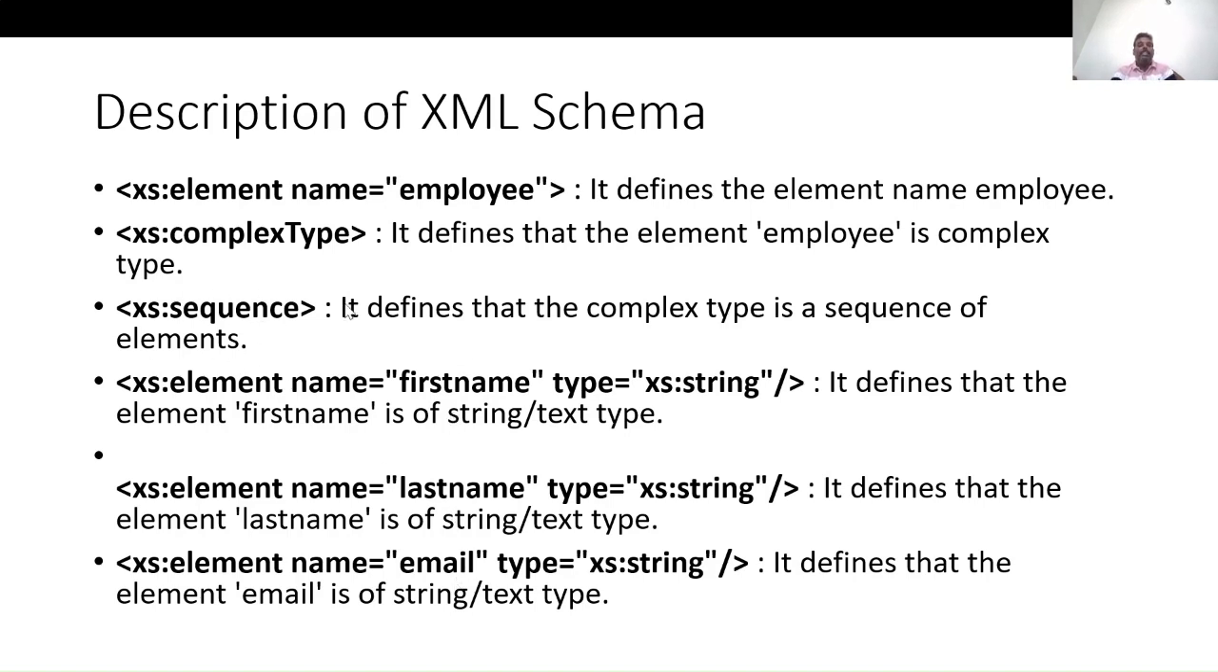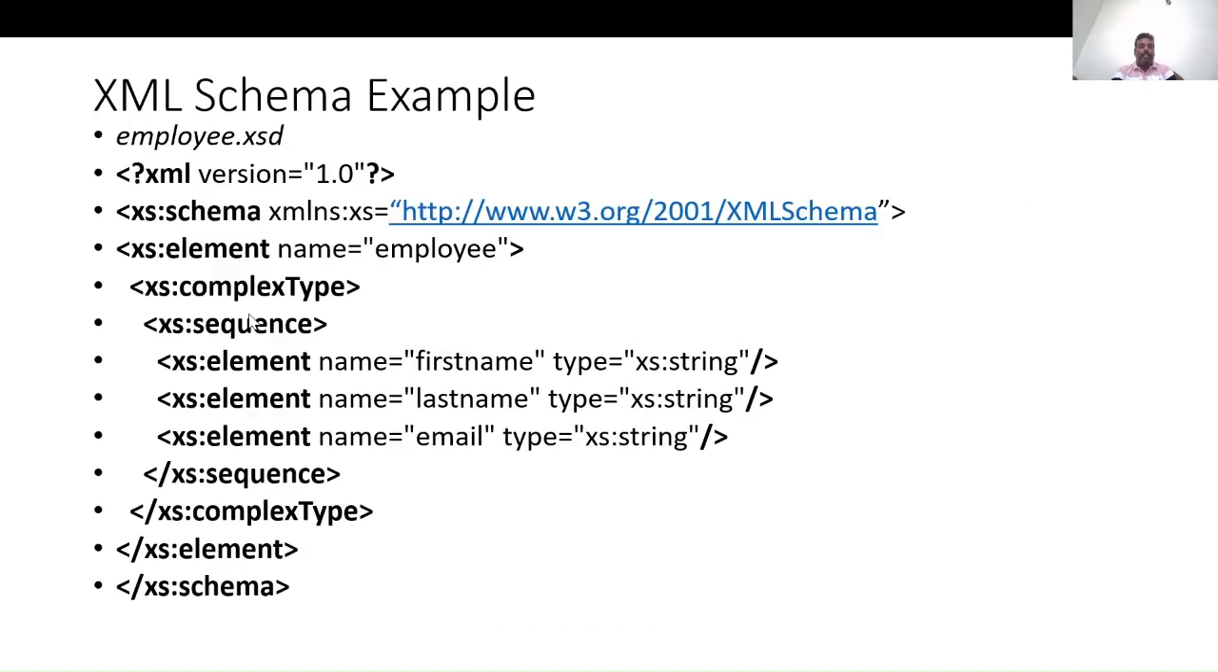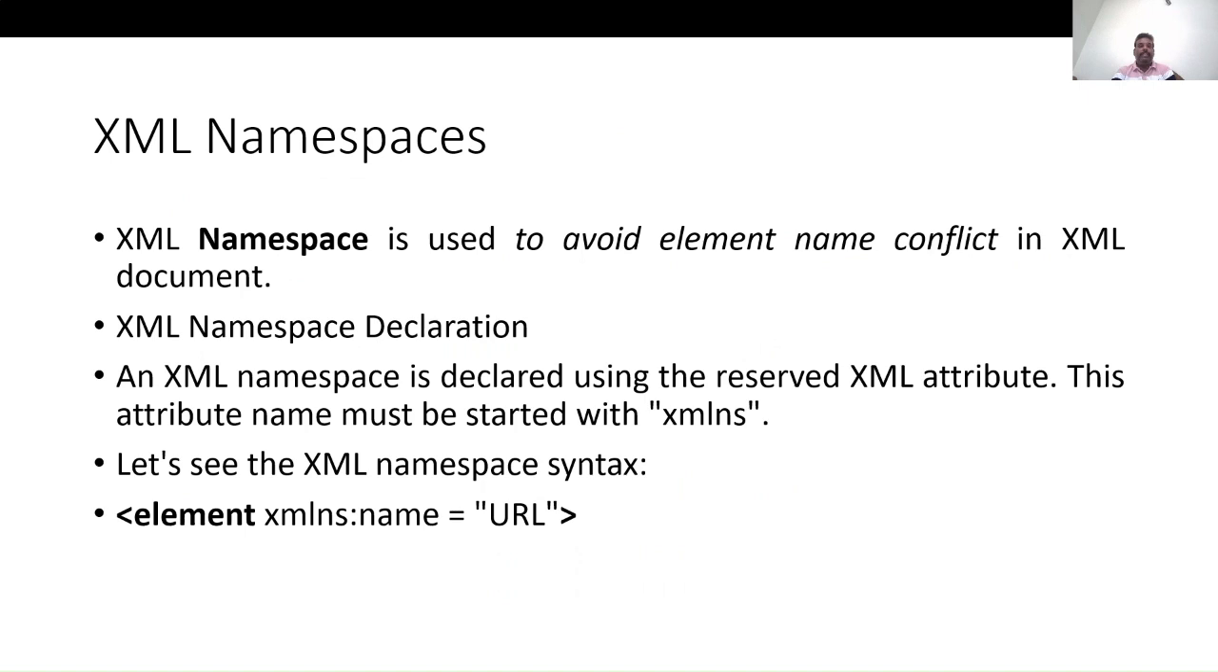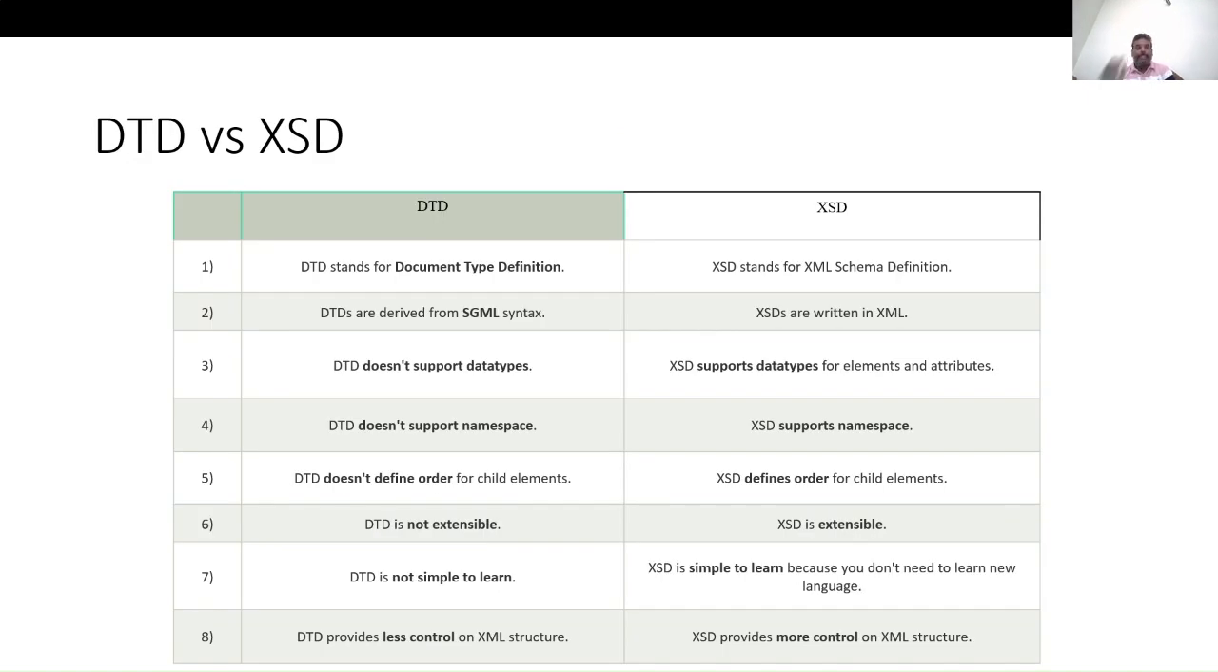If you are not giving a sequence, what value can we store first? We can store last name first, then email, and first name last. So we are able to change the order if you are not using the sequence in your example. So this is the difference between DTD and XSD. DTD stands for Document Type Definition, and XSD stands for XML Schema.